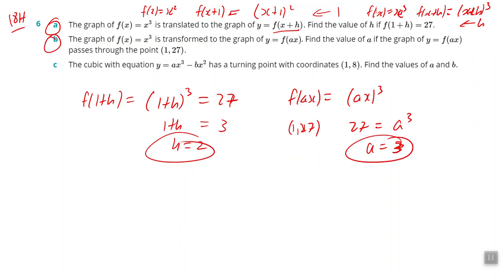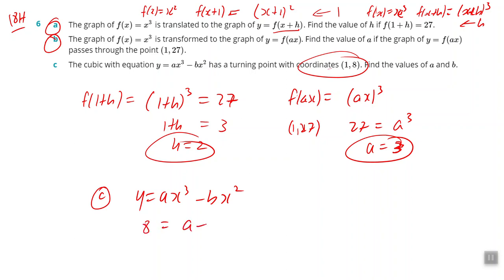For part C, we have a cubic, y = ax³ − bx², which has a turning point at (1, 8), so find the values of a and b. Okay, so remember, the coordinates of a turning point mean that the graph passes through that point. So you can form an equation straight away when y = 8, x = 1. So we've got a − b = 8.